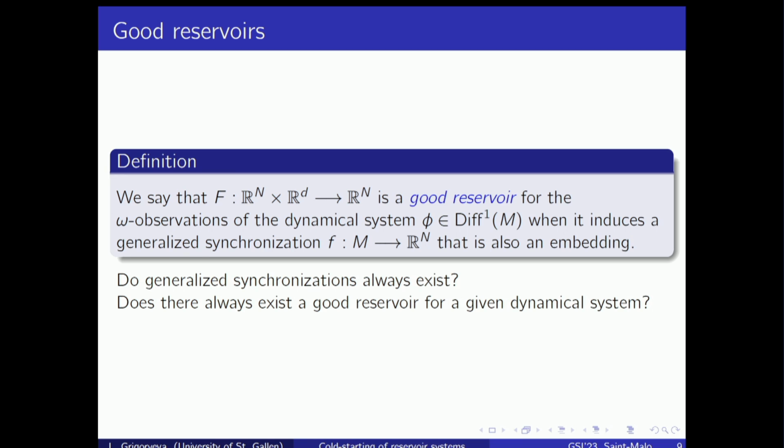It's very nice that I'm able to construct this reservoir system, but do these GS in general always exist? Or in particular, can I say that for a given dynamical system I will be able to find a good reservoir, meaning that I will be able to find such an F which induces a GS which happens to be an embedding? And there are already quite a few complications here.